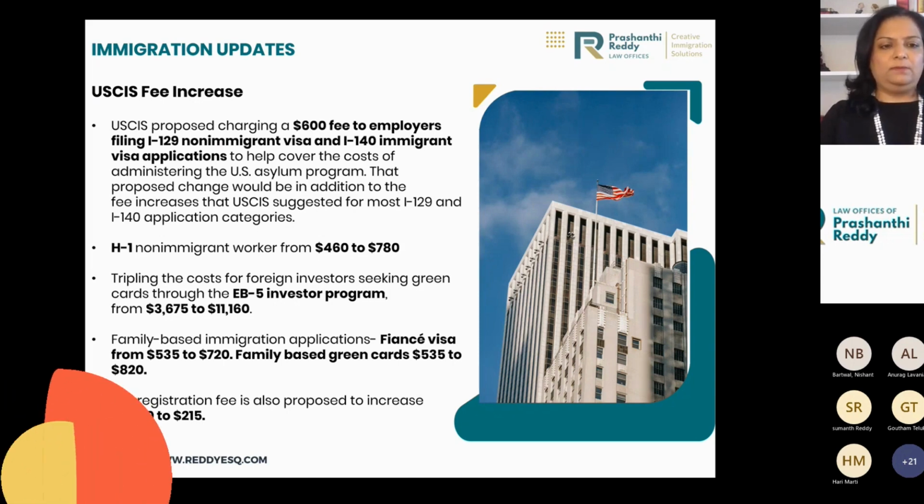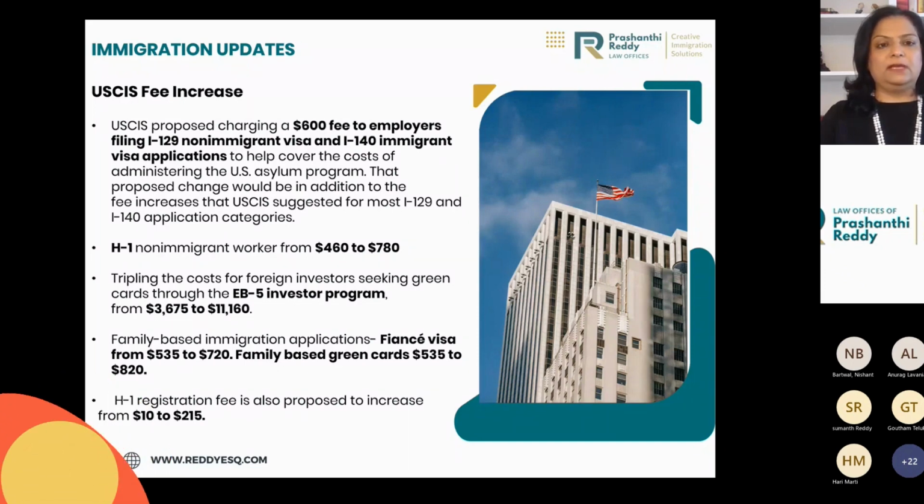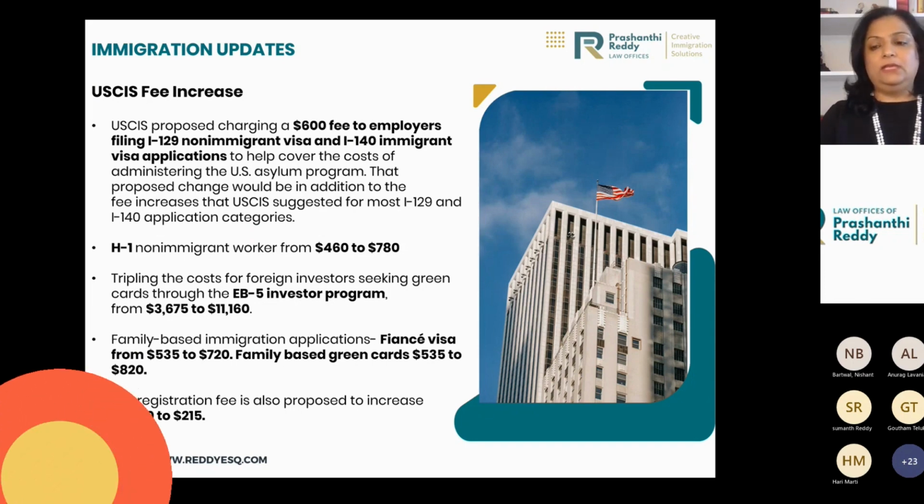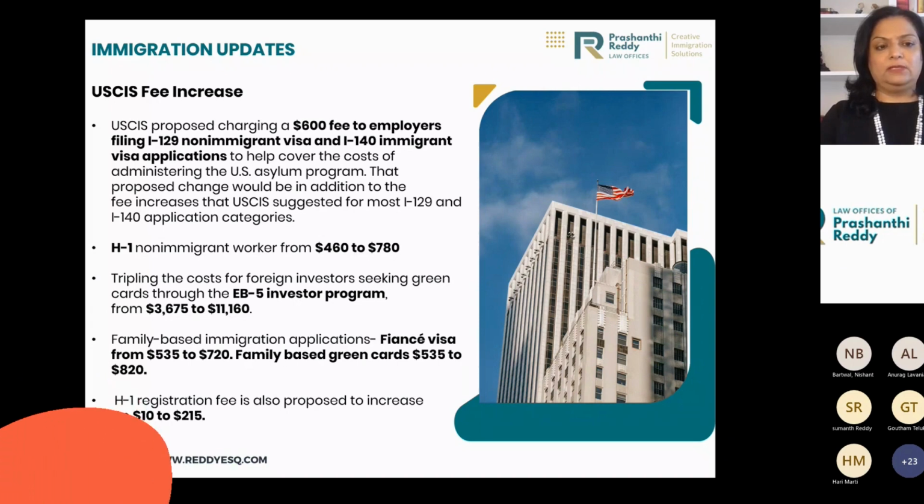In addition to that, the H1B fee, which is the basic fee, is $460, and there are several other fees as well. But that basic fee of $460 is also increasing to $780. So if this proposal comes through, then the basic fee for USCIS for a H1 would be about $1,000, $1,500 or so. Also, the EB-5 investor program, the proposal is to increase it 3 times from $3,675 to $11,160.